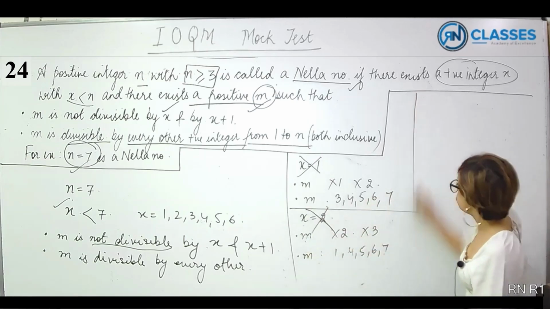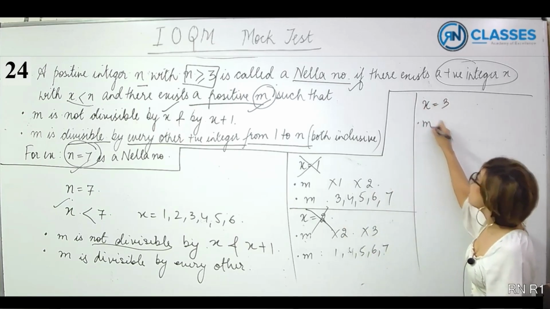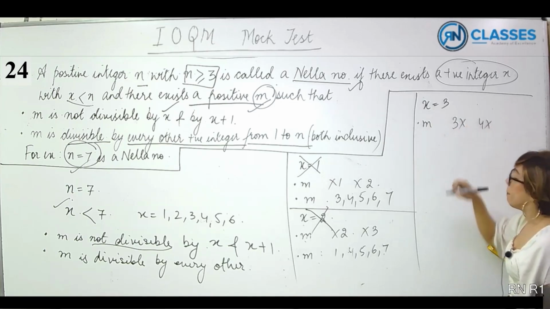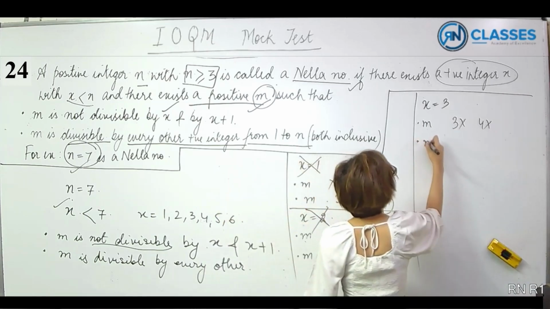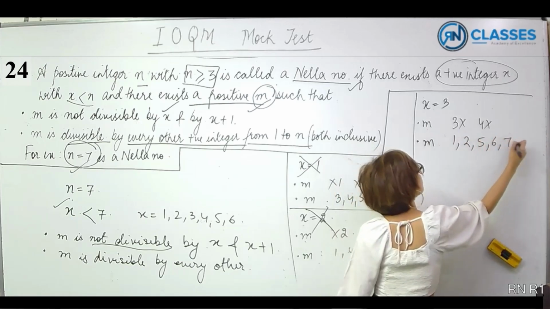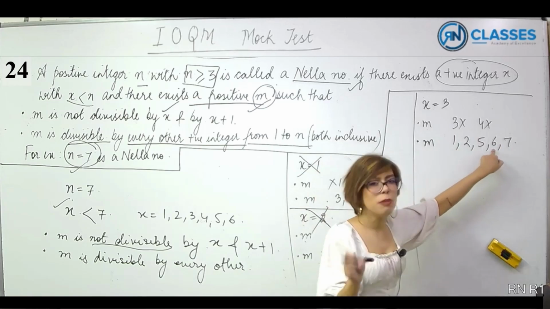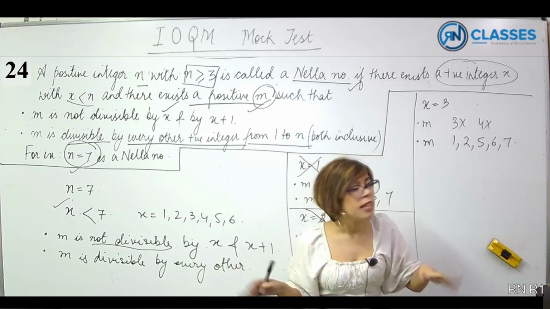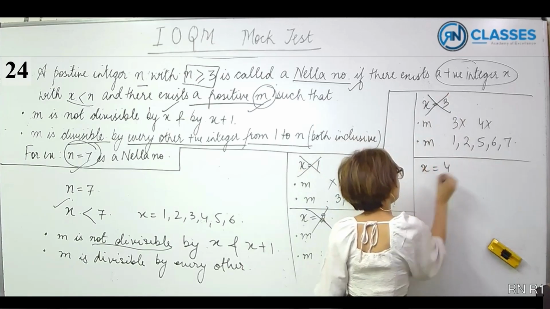Rejected. Third, let's see what happens when x equal to 3. Now m should be such that it should not be divisible by 3, it should not be divisible by 4. But it should be divisible by every other positive integer. That means m should be divisible by 1, 2, 5, 6, 7. Now mind it, m is divisible by 6. Any number which is divisible by 6 is obviously divisible by 3. That means you are unable to find m. That means x cannot be 3. Now, x equal to 4.